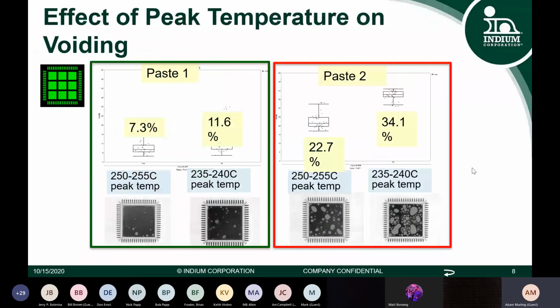So there's time above liquidus, and then there's peak temperature. For this particular study, we had 2 different solder pastes. We had a 250 to 255 peak temp on the left of each graph, and then 235 to 240 on the right. You could see there's a mean of 7.3% and 11.6% voiding on paste 1, while there's 22.7 and 34.1% on paste 2. There's also corresponding photos to show you what those numbers mean in real time for the ground plane voiding. The aperture design was a 3x3 window pane to help those outgassing channels to promote the minimal voiding as possible on both solder pastes.